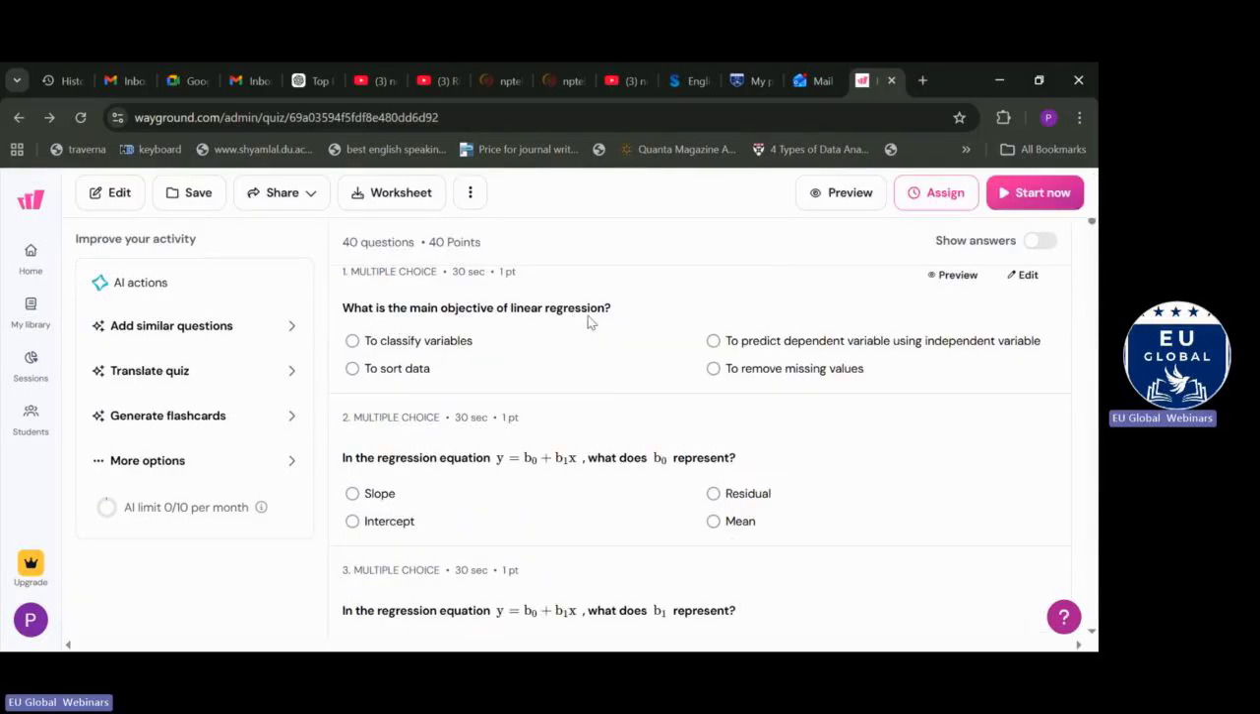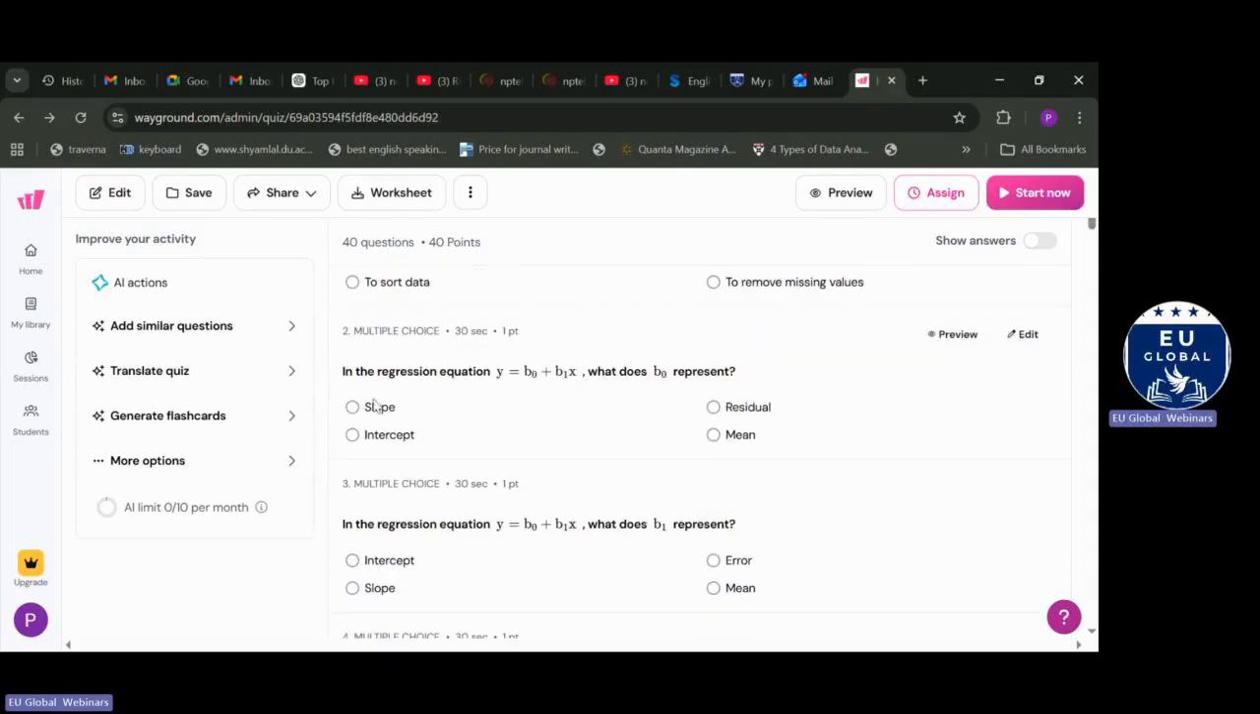So first is, what is the main objective of linear regression? To classify variables, to predict the dependent variable using the independent variable, to sort data, or to remove missing values. So this is the objective of linear regression, that we have to predict the dependent variable with respect to the independent variable. In linear regression, y is equal to b naught plus b1x. So what is b naught? b naught is called your intercept, right?